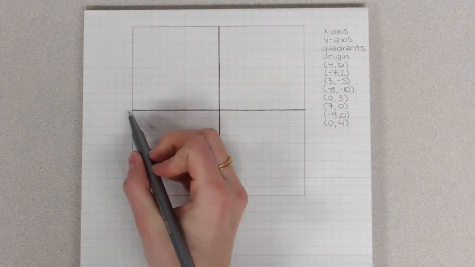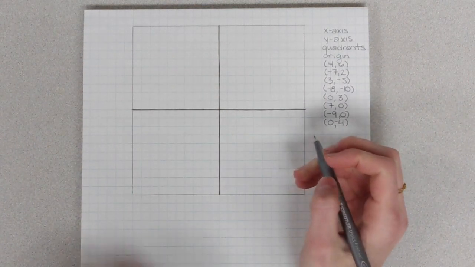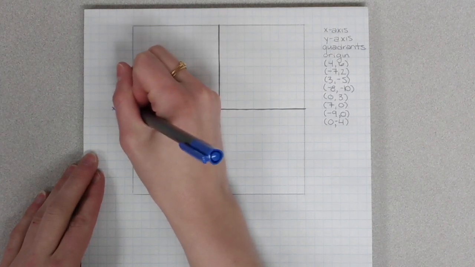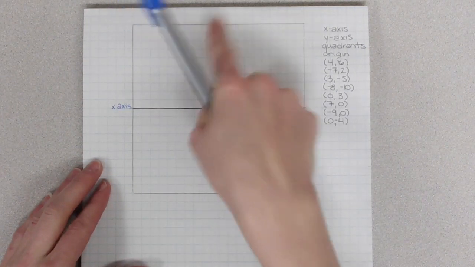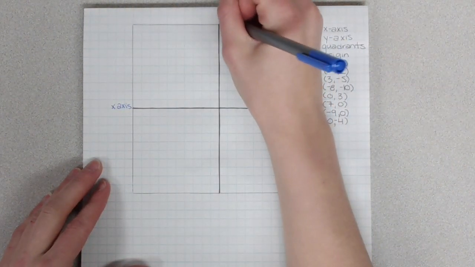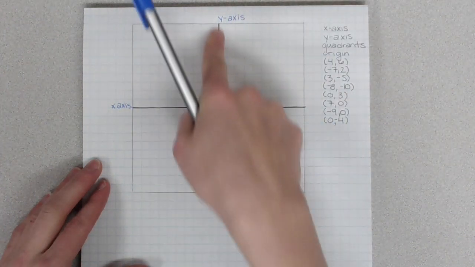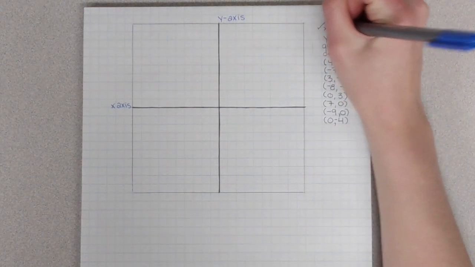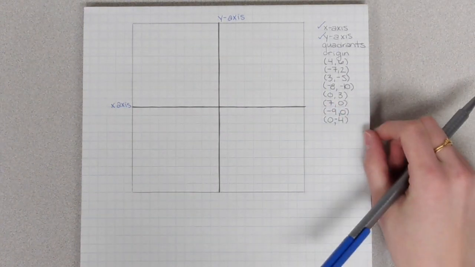The x-axis is the horizontal axis going across the graph. I will just label that right beside it as the x-axis. The y-axis is the vertical axis, also going up the middle, or down the middle there. So both of those have been labeled. They're both on our graph.